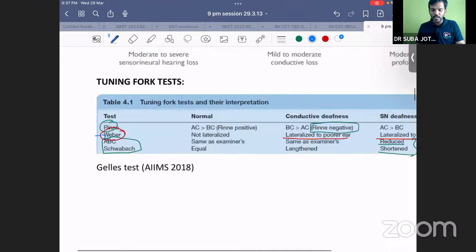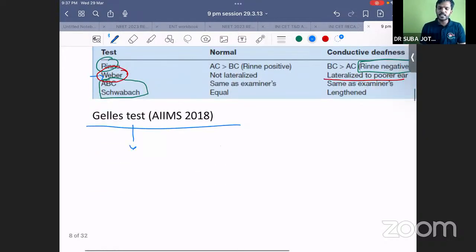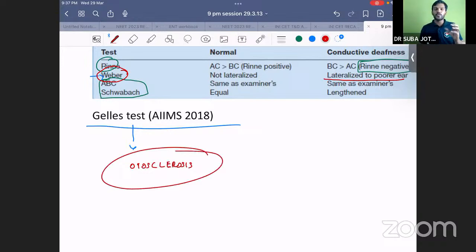Another question related to tuning fork test. Gelle's test is done in otosclerosis. It is a special tuning fork test. In normal people, you place it over the mastoid area and occlude the tragus. The patient will say that the sound sensitivity is reduced. Whereas in otosclerosis, the sound sensitivity will not reduce, or else it will be maintained the same. That is the difference between an otosclerosis patient and a normal patient.